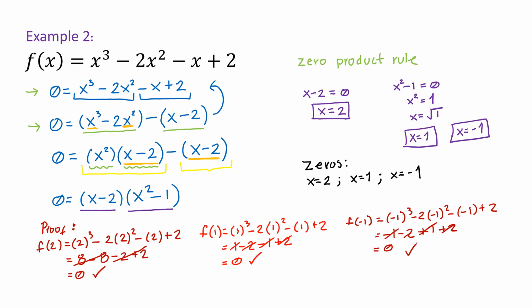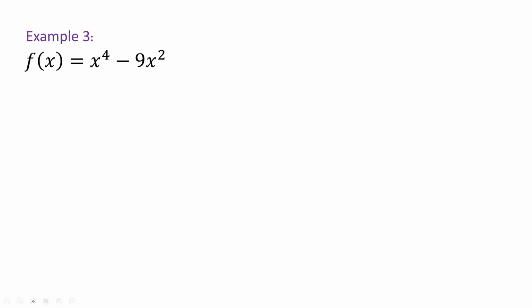Let's do a different example. In this third example, we have a quadratic function that only has two terms, and those two terms have a common factor. Both of them have an x, and the greatest common factor is x squared. So we can again factor by common factor to then apply the zero product rule.